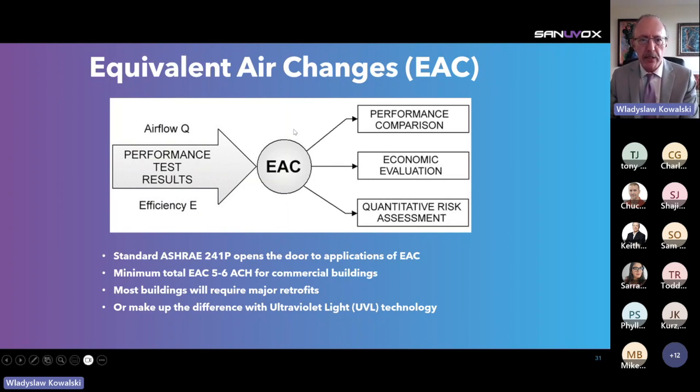As long as we have the airflow and the efficiency, we can compute the equivalent air changes, and that allows us to do performance comparisons between equipment and, of course, the all-important economic evaluations. Which of these technologies is most economical for your building? And of course, we can then look at quantitative risk assessment to decide how much protection we really need, and this also factors into the economics of any system we buy.